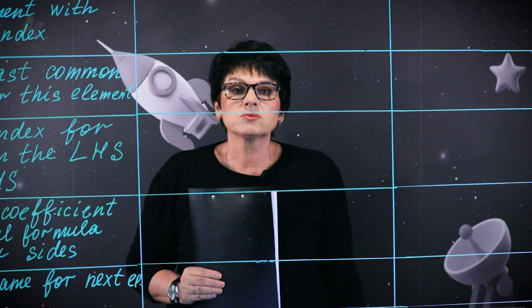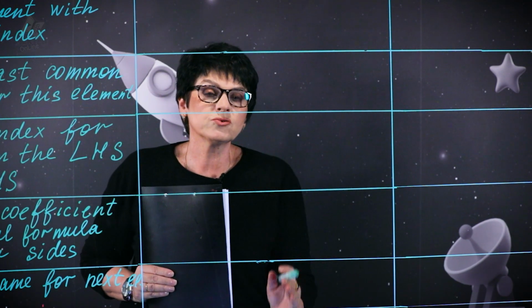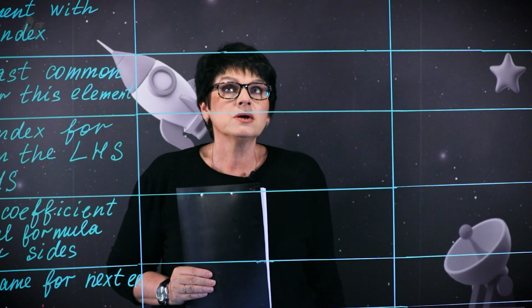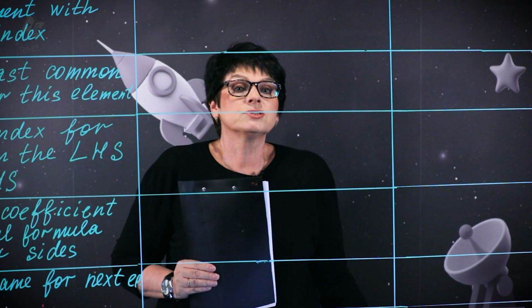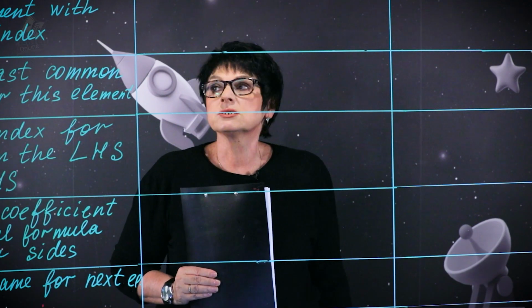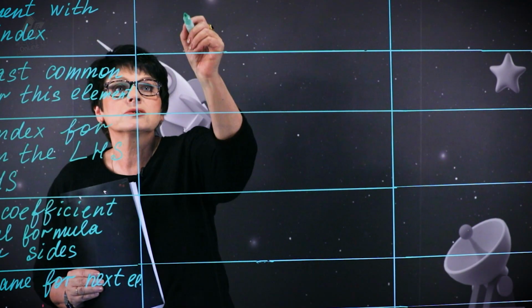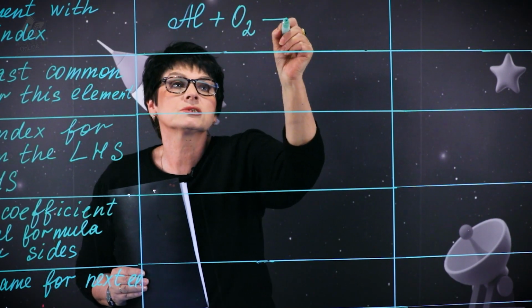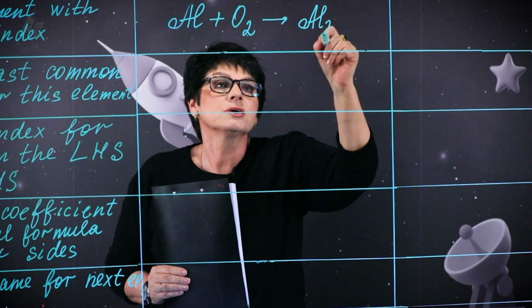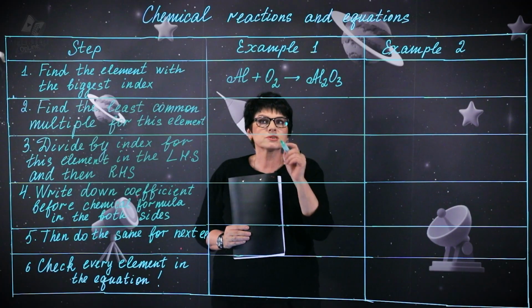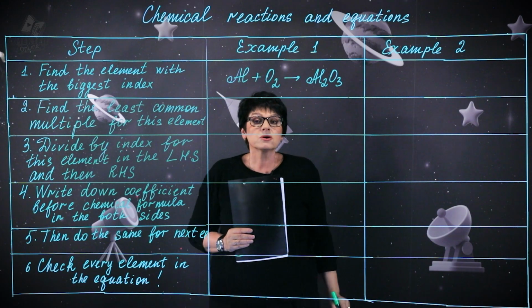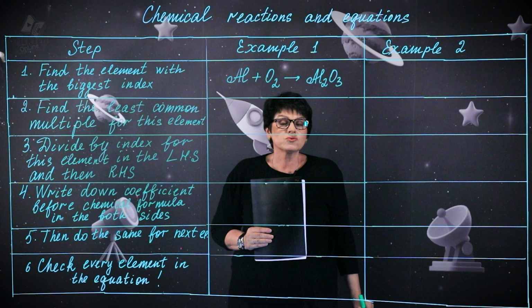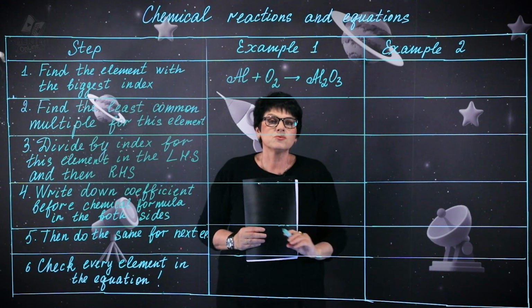So, how do we work with our equations? All right, let's take a look at the method of equalization using the least common multiple. For example, let's say we have a reaction between aluminum and oxygen. Aluminum reacts with oxygen, and during this reaction aluminum oxide is formed. Just a reminder, on the left side we have the reacting substances, the reagents, and on the right we have the reaction products, in this case aluminum oxide.